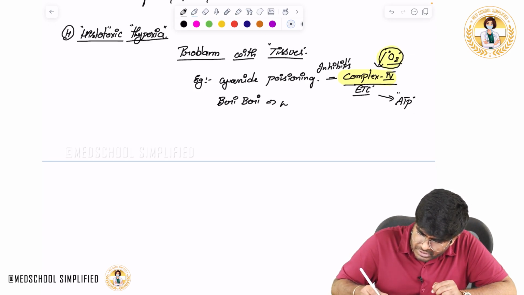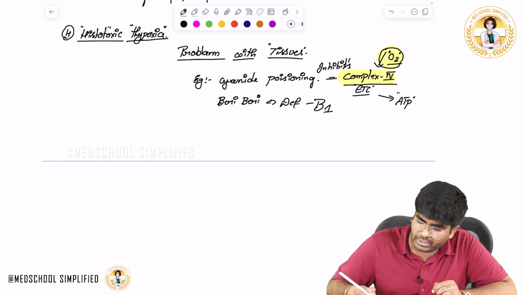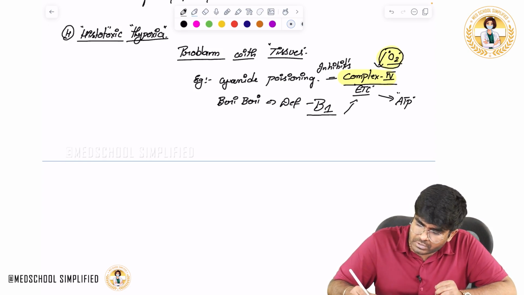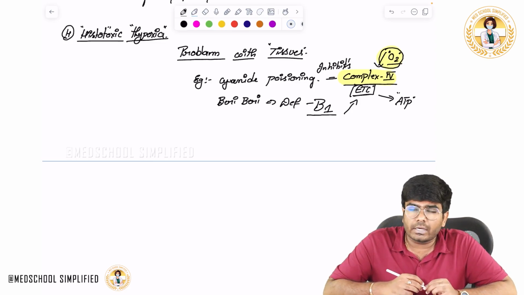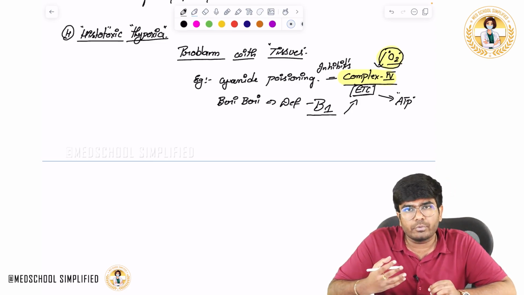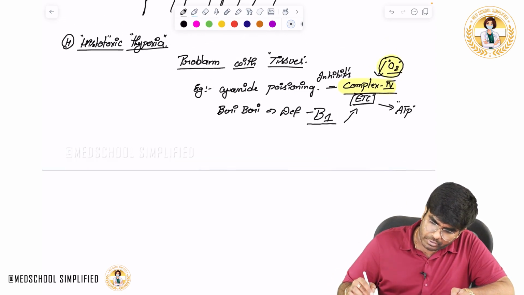It's also seen in a condition called beriberi. Beriberi is due to deficiency of what? Deficiency of thiamine, vitamin B1. If this vitamin B1 deficiency is there, that will also affect the mitochondrial electron transport chain. So your mitochondria are unable to use the oxygen in beriberi. So now in this condition, what happened to these parameters?